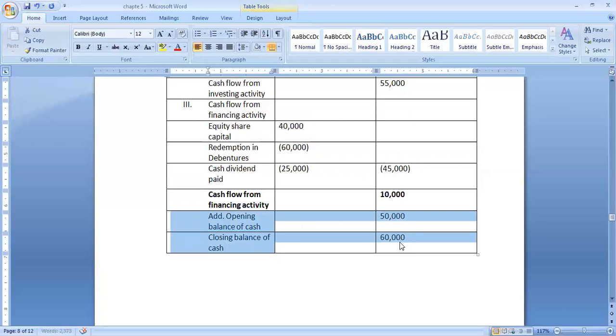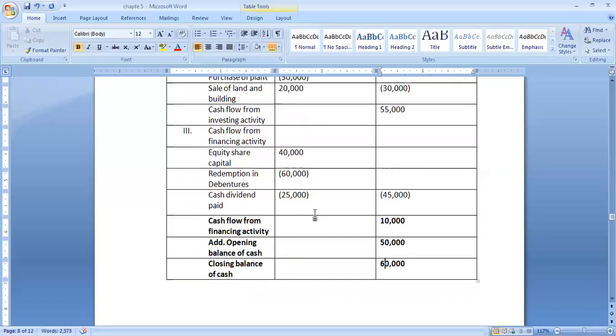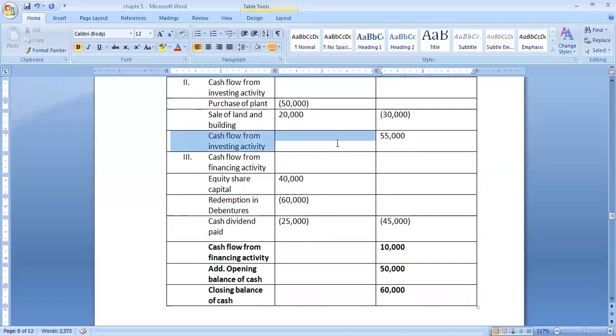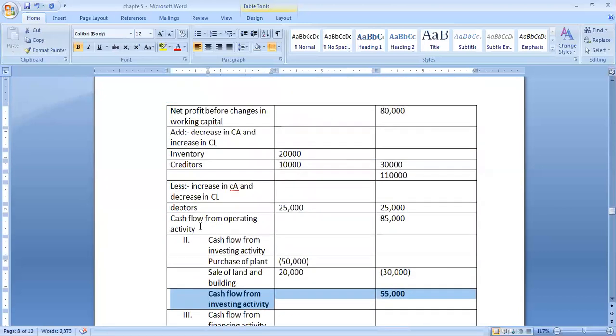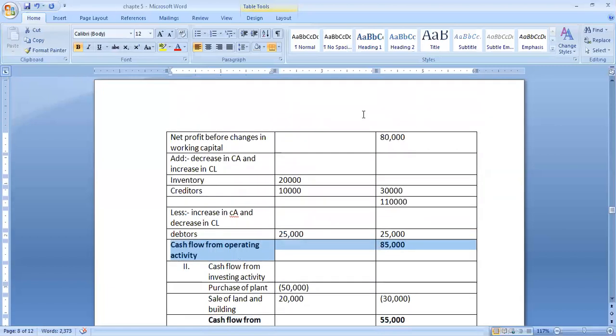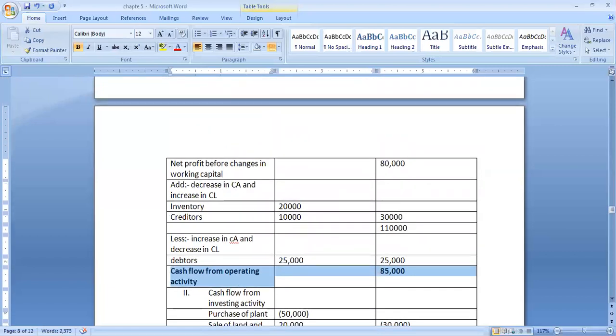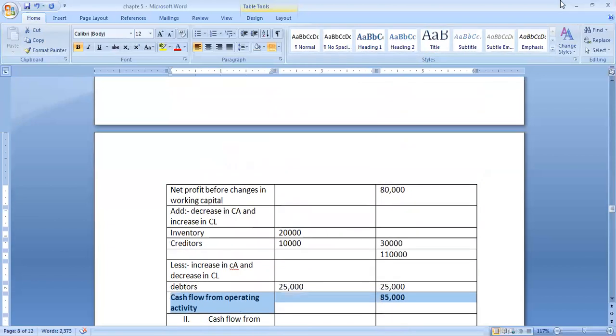Okay. So financing activity you got. So this is the investing activity, and this is also an operating activity. Okay. So this is with regard to the fourth question which has been sent.